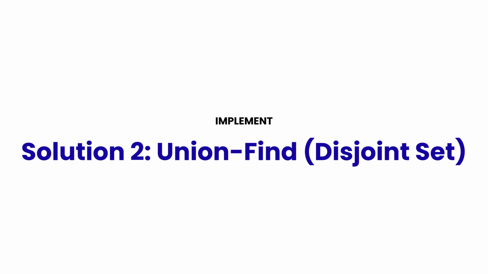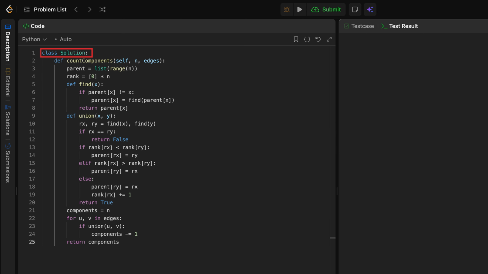Let's try solution 2. Union-Find, disjoint set. Define a Solution class for the function. Returns the number of connected components in a graph with n nodes and edges. Each node starts as its own parent. Rank tracks tree height to keep unions efficient. Find returns the root parent of x with path compression for efficiency. Union merges sets containing x and y. Returns false if already connected, true if merged.